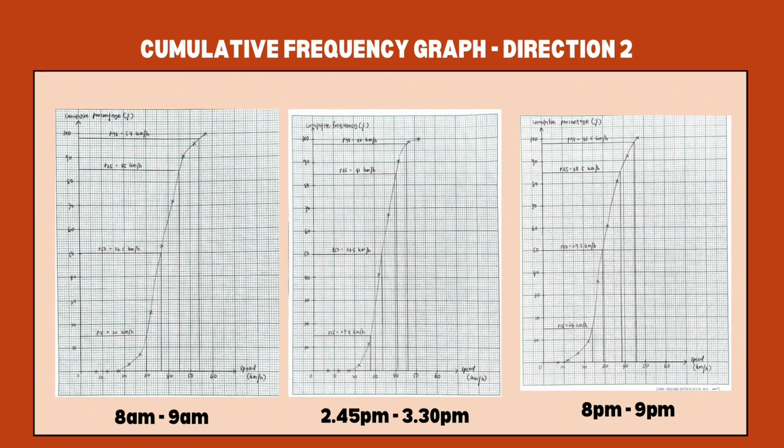And 98 percentile is 54 km per hour, 46 km per hour, and 45.5 km per hour. This shows the speed under 85 percentile already exceeds the speed limit, with the highest being 45 km per hour, 41 km per hour, and 38.5 km per hour for 85 percentile.